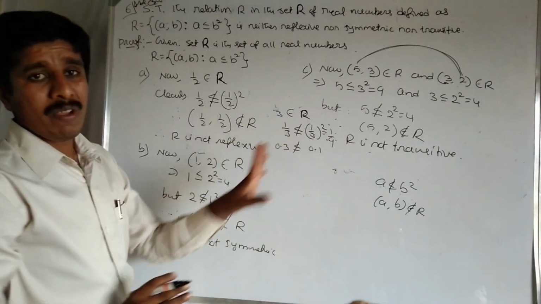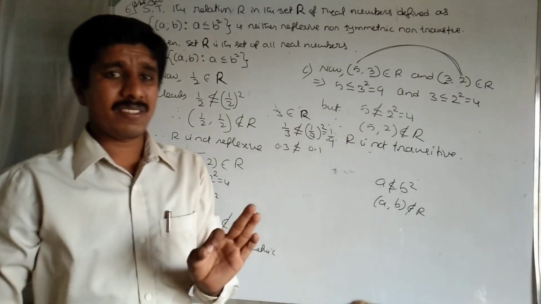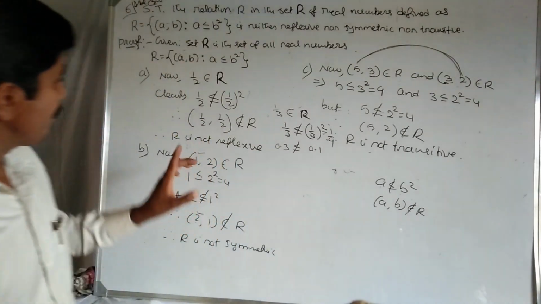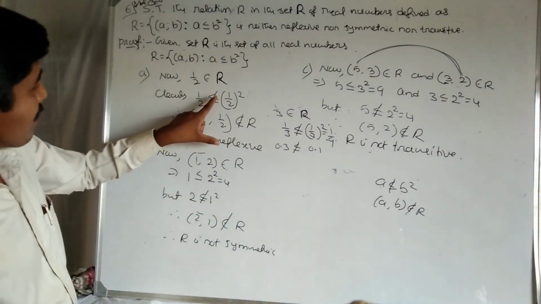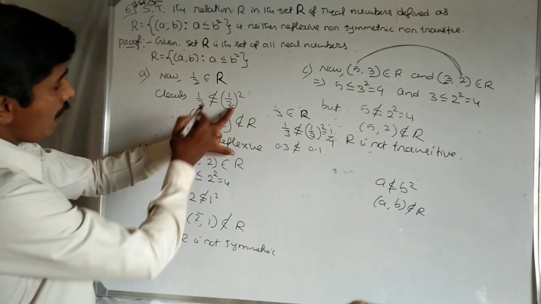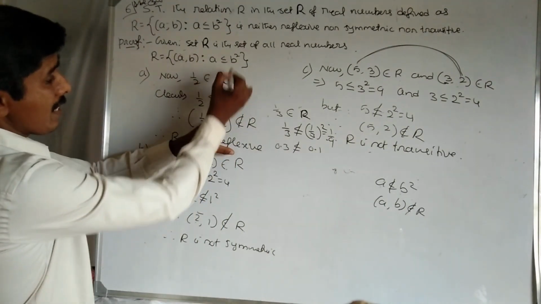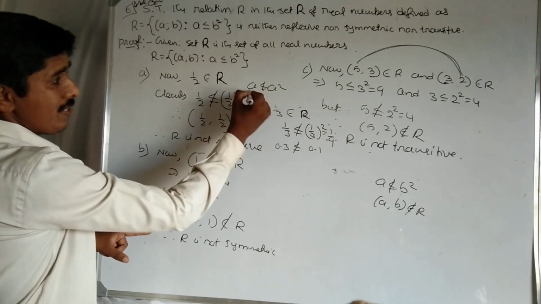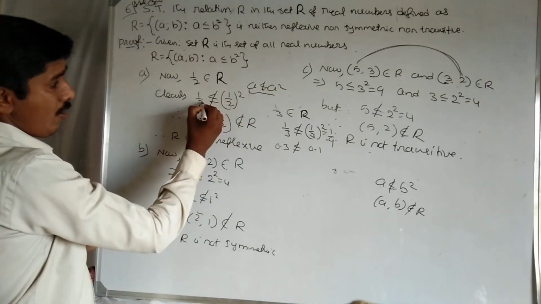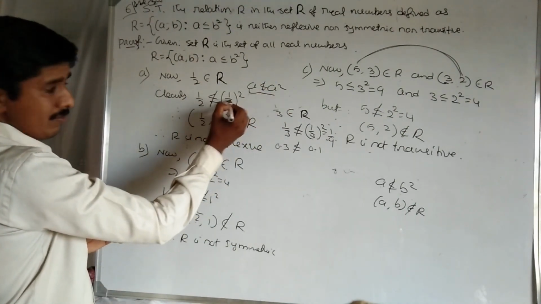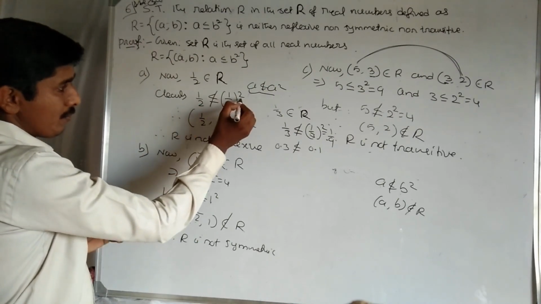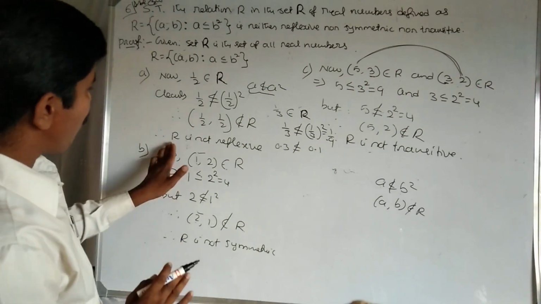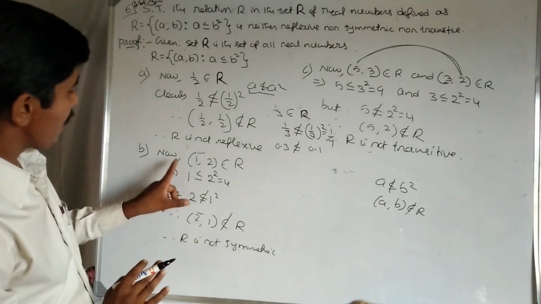We can take 1 by 3, 1 by 4 like that. Don't take integers; take proper fractions other than integral values, mind it. Here half is not less than or equal to half whole square. With B equal to the same half, A is not less than or equal to A square. Here A equal to half and again B equal to half. This is not true. Therefore, half comma half does not belong to the relation. Therefore, R is not reflexive.